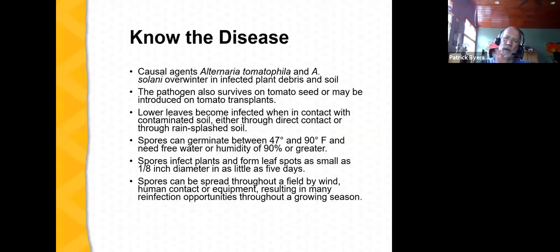Spores can germinate over a wide temperature range, but they need free water, or high humidity. So a light should be coming on here. What can we do to minimize free water on the plants? What can we do to manage humidity? And the spores can be spread throughout the field by wind, human contact. There's another light that should be going on, or equipment. Another light should be going on here as well.